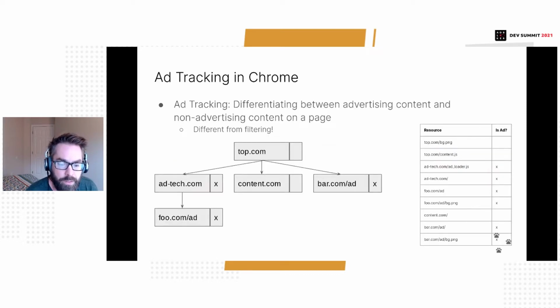All right. So ad filtering is something that the folks in this conference are quite familiar with. But you may be less familiar with the notion of ad tracking. Here, the browser wants to differentiate between advertising and non-advertising content on a page without filtering it. And why is it useful to merely observe ads rather than to filter them? So that the browser can intervene on the user's behalf, but only when necessary.